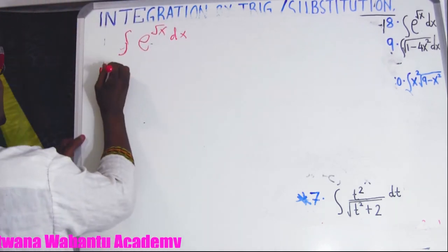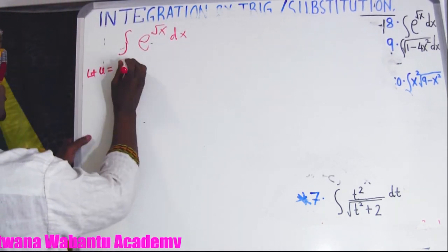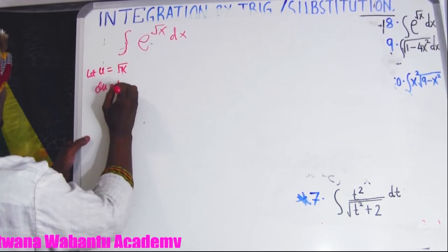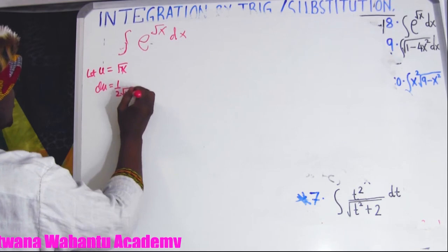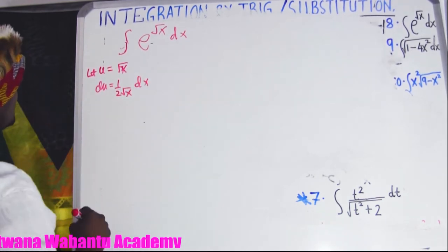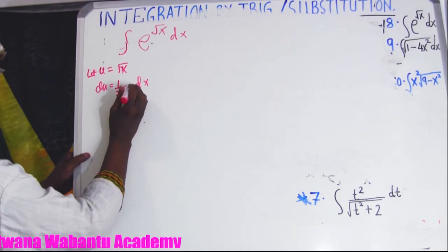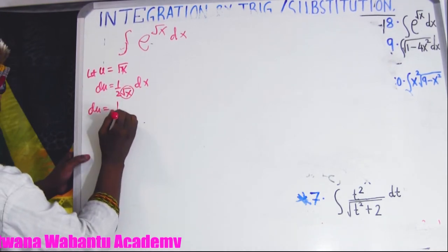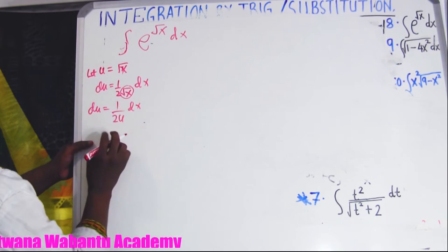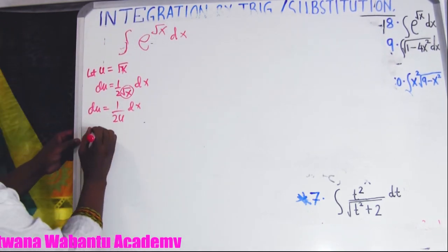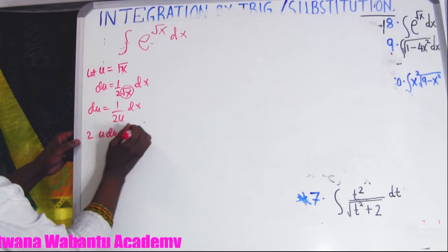Okay, let u equal to square root of x. Then du equals 1 over 2 square root of x dx. So this one we know equals u now. So du equals 1 over 2u dx. So I can replace dx, because it's going to be 2u du equals dx.